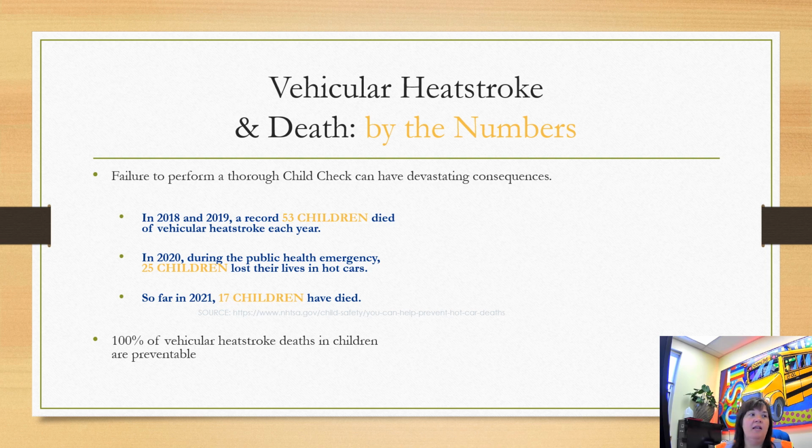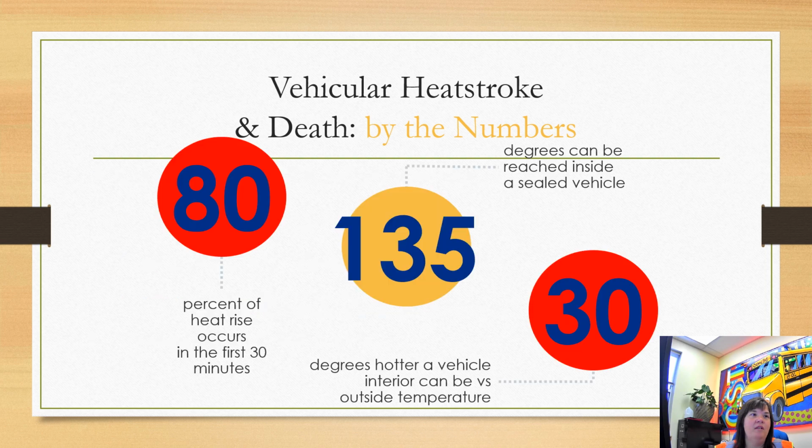So there's a link here if you want to look up how this information was retrieved. You can go ahead and type that in and Google away, and find out anything else that's interesting, let me know. So 100% of vehicular heat stroke deaths in children are preventable. That's obvious, right? We all should know that every single one of these heat stroke deaths are preventable. Here's some more numbers. 80% of heat rise occurs in the first 30 minutes.